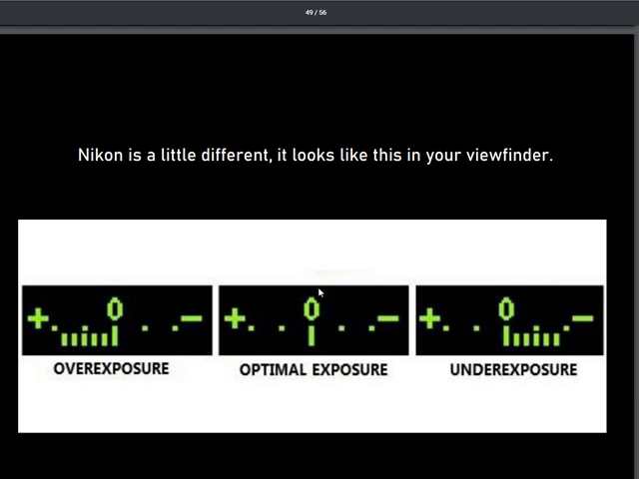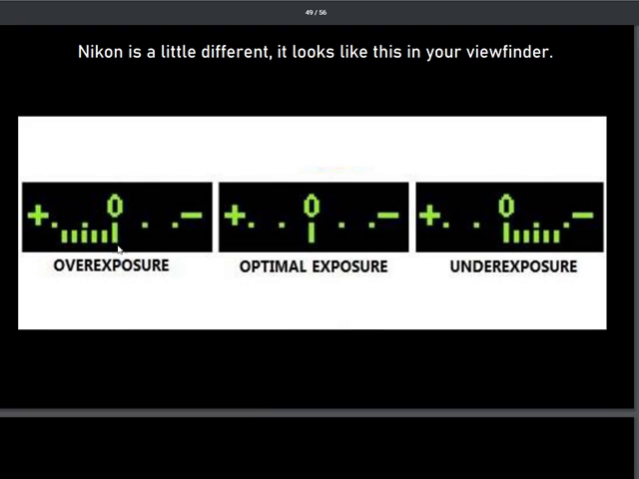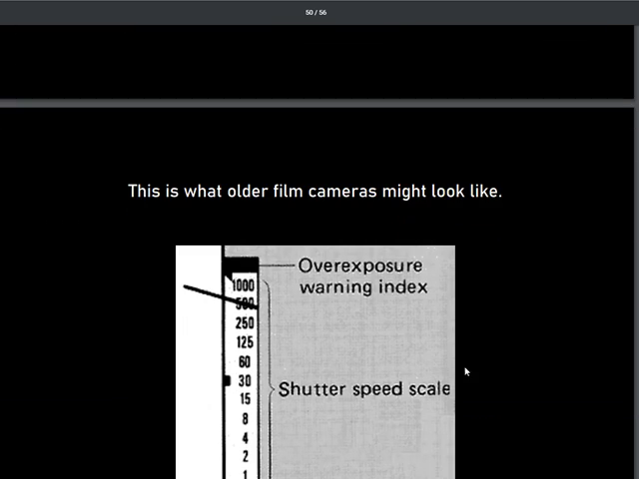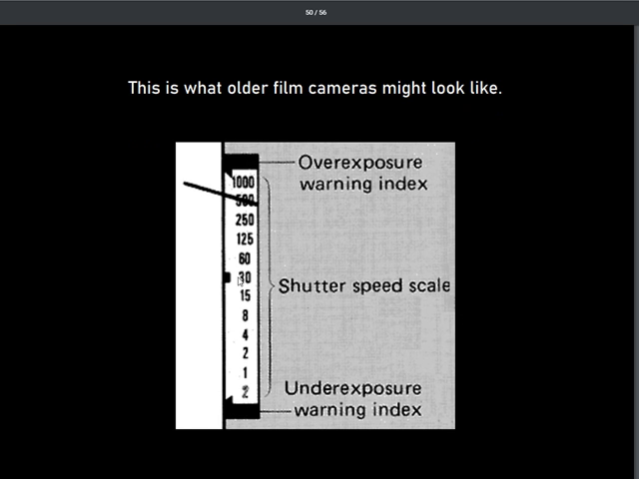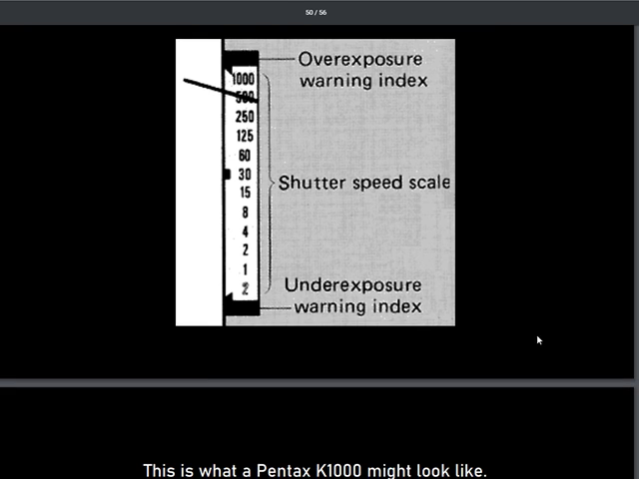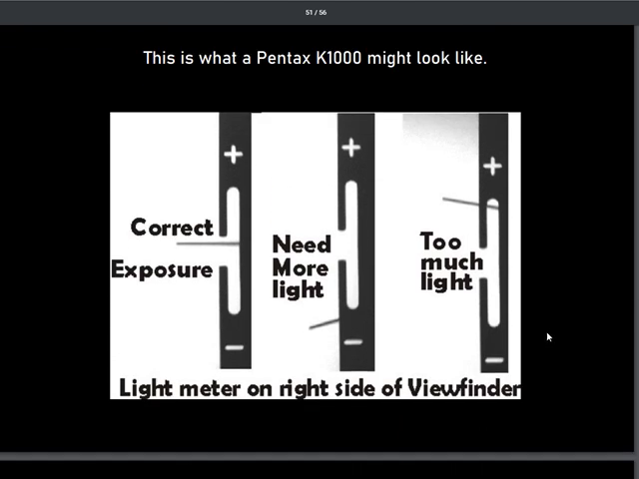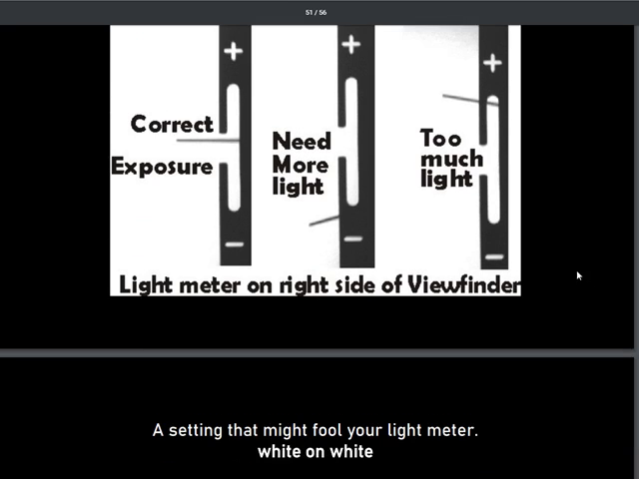Nikon's a little different. This is what it might look like in your viewfinder. It's got the 0. Overexposure, optimal, underexposure. Old film cameras, not that you care, but it used to be this bobbin needle. Whoa. Pentax K1000. This is for an old student I had.